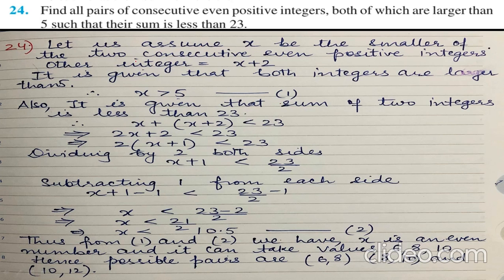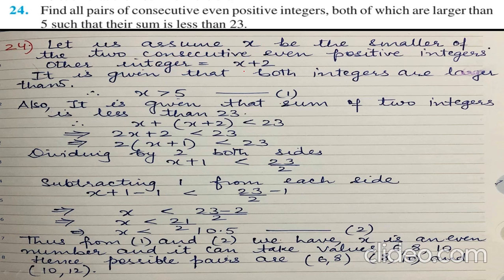Now here again we assume that the smaller of the two consecutive even positive integers be x. Like I told you earlier, consecutive odd positive integers were like 11, 13, 15 and so on. Likewise, consecutive even positive integers will be 12, 14, 16, 18 and so on. Now let us assume x be the smaller of the two and the other integer will be x plus 2.